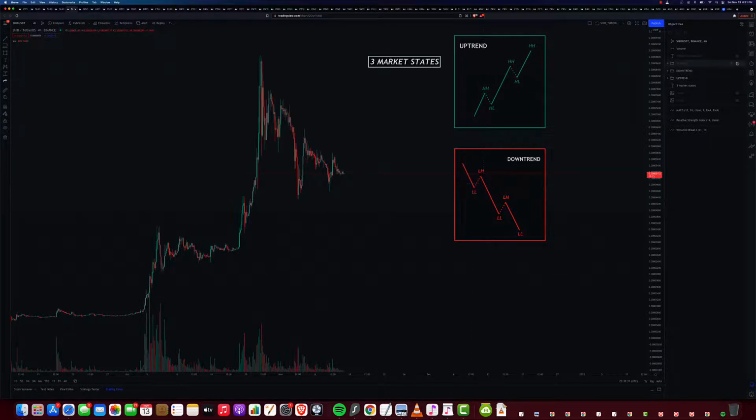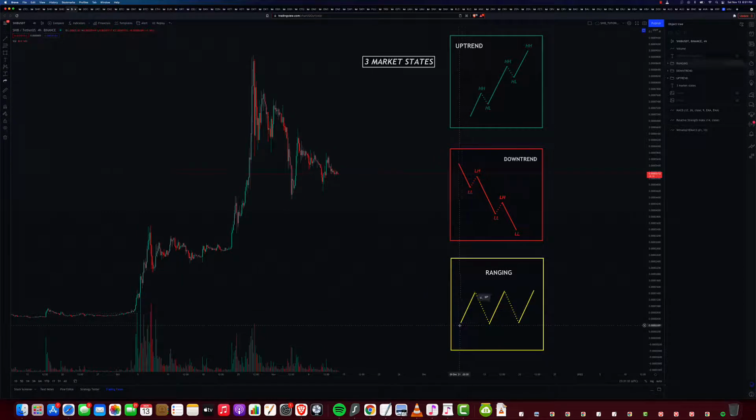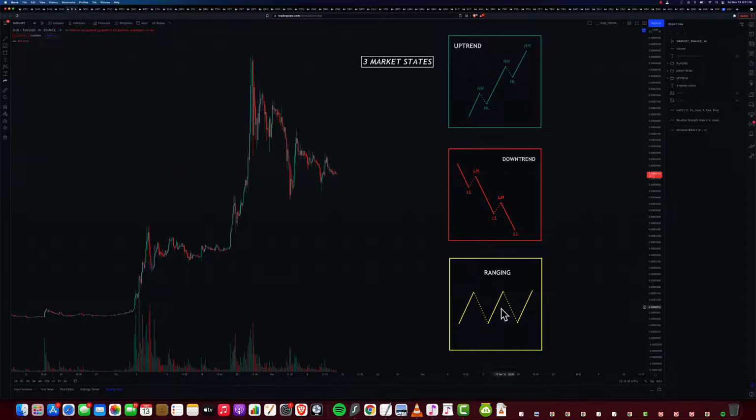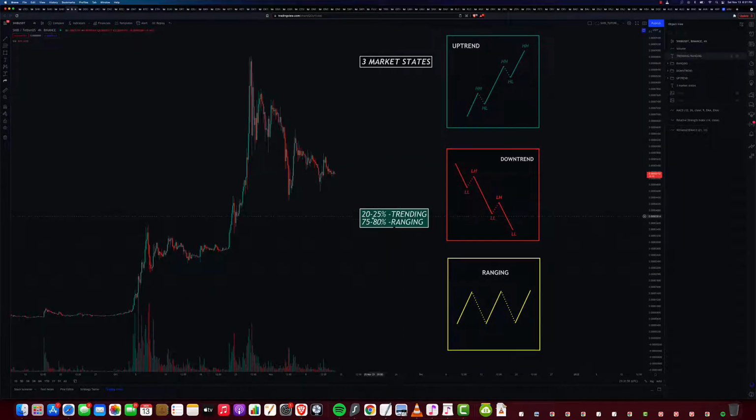A ranging market is going to look like this. You're going to have the bottom end of the range and the top end of the range, and price is going to oscillate back and forth between high and low, the top end and the bottom end of the range. This is also going to be called consolidation or moving sideways in price. And the interesting thing is that the market's going to range most of the time. The market is going to be trending or ranging. It's going to trend 20 to 25% of the time and range 75 to 80% of the time.